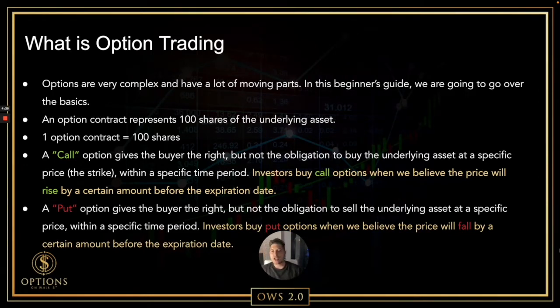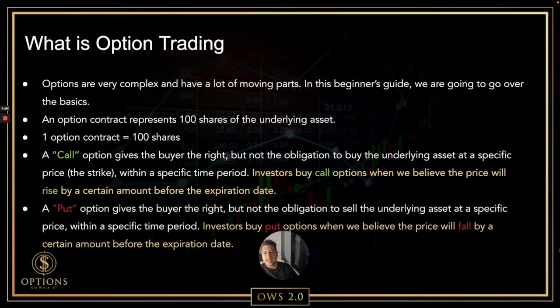An option contract represents 100 shares of an underlying asset. One option contract gives you the right to buy 100 shares. A call option gives the buyer the right, but not the obligation, to buy the underlying asset at a specific price, called the strike price, within a specified time period. Investors buy call options when they believe the price will rise by a certain amount before the expiration date.